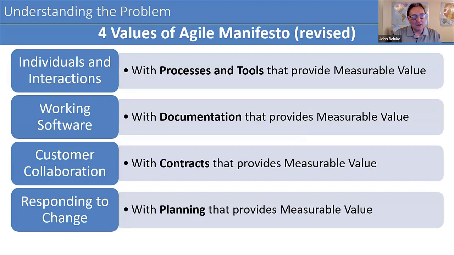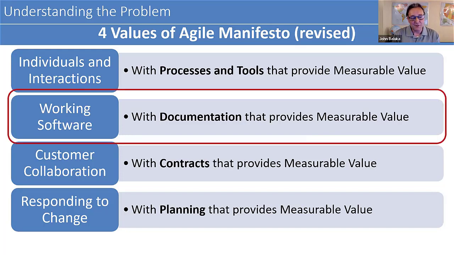So, I'm looking at these values. I really think they need to be adjusted. So, for example, working software should be working software with documentation that provides measurable value. If any of these things don't provide measurable value, you probably shouldn't do them. But I do think that documentation would provide a lot of value to most companies.